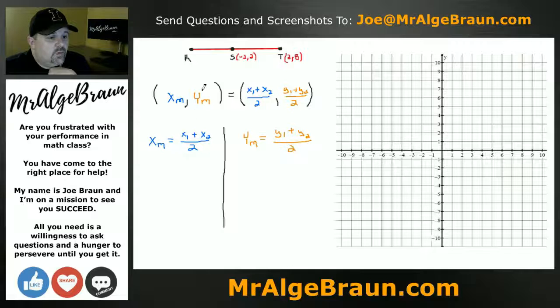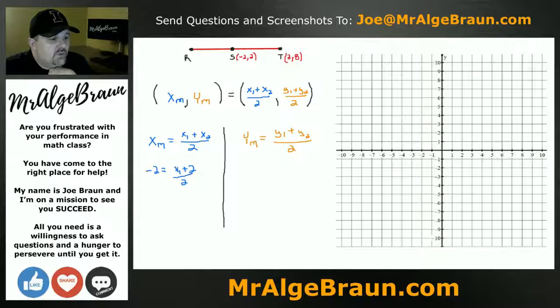So we're going to fill in what we know. x sub m would be the left side of the midpoint, so -2. We're going to put that right here and set it equal to x sub 1, which is what we're looking for, so we treat it just like any other variable, plus the x sub 2, which is 2, divided by 2. And so this now is set up.